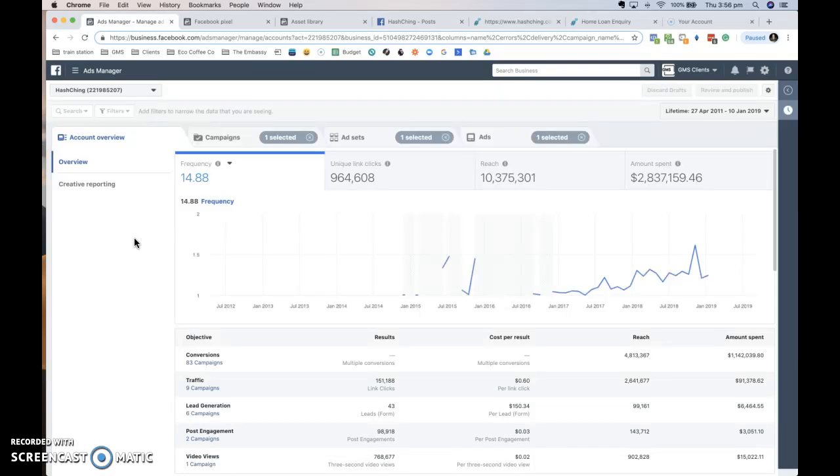So we can cap frequency. Anyone who's seen an ad over 5-6 times, we can exclude them from advertising. So it's just reducing any unnecessary ad spend. That's probably the first thing that I've noticed on the ad account.